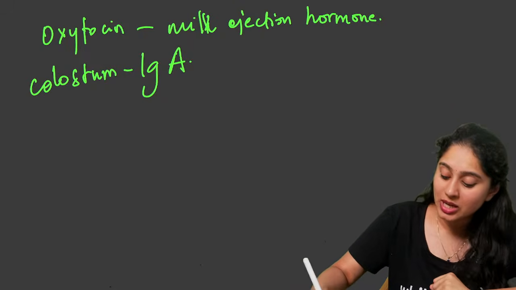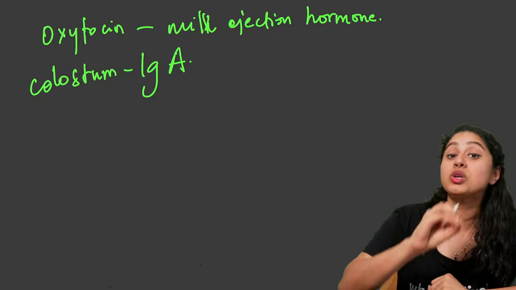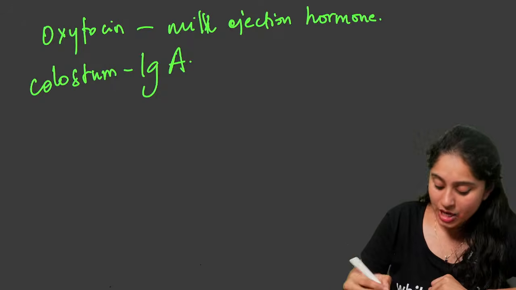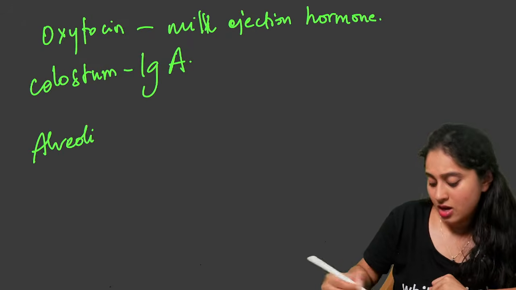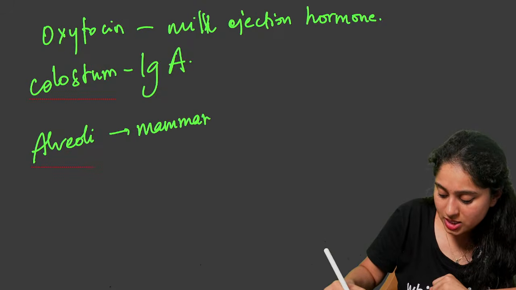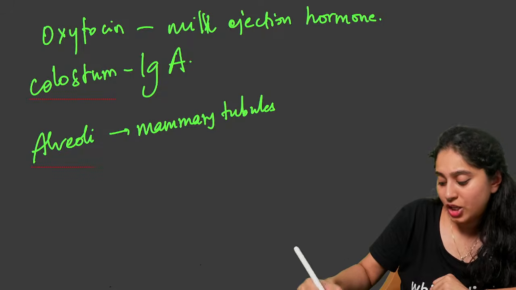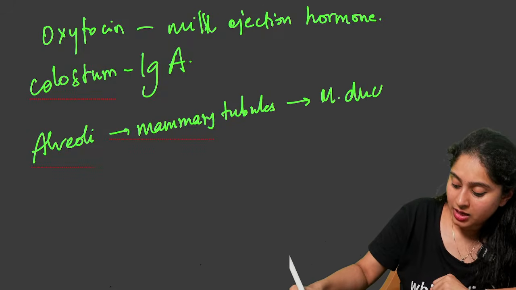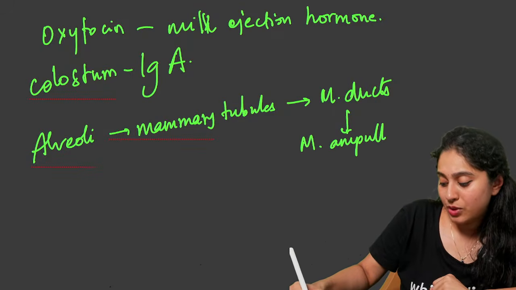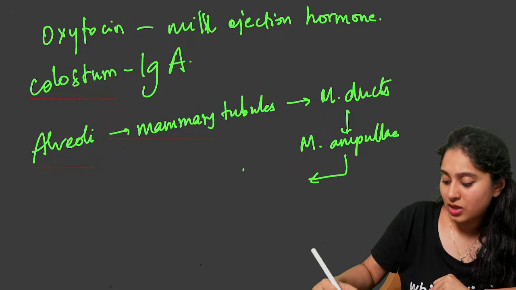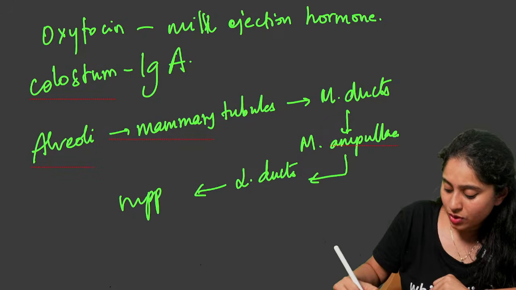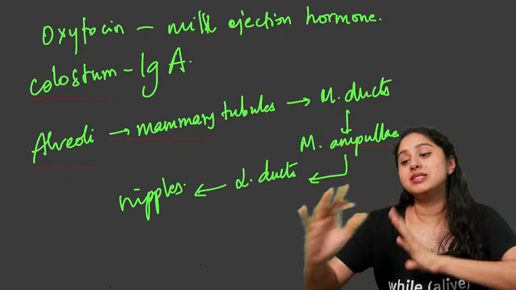Now for the pathway of the milk, remember when I taught you the reproductive system, I didn't teach you mammary glands. So let me just revise that for you: the milk flows from the secretory cells in the mammary glands called alveoli. From the alveoli, we have a set of mammary tubules. From the mammary tubules, we have mammary ducts. From the mammary ducts, it will open out into the mammary ampullae. From the mammary ampulla, it will open out into the lactiferous ducts, and from the lactiferous ducts, it will open out into the nipples from which the baby will be suckling out the milk.